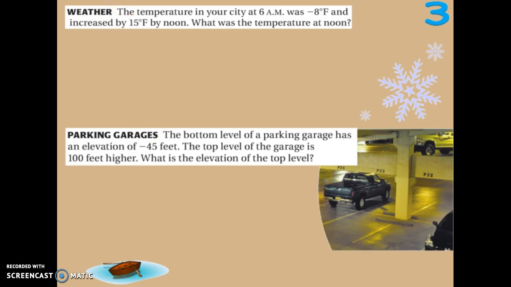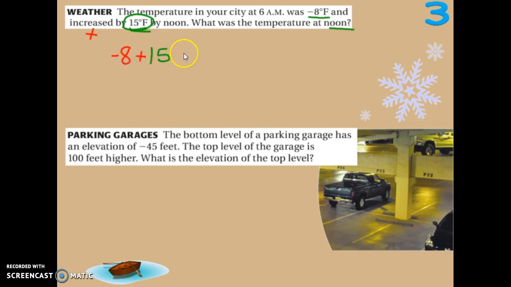Alright, on the back side, the temperature in your city at 6 a.m. was negative 8 degrees Fahrenheit and increased by 15 degrees Fahrenheit by noon. What was the temperature at noon? So we need to figure out where do we start off at and where do we need to get to. So first we start at negative 8 degrees Fahrenheit. And it says we increase. If we're increasing something, it's going up, or adding, positive. It's going up by 15 degrees.